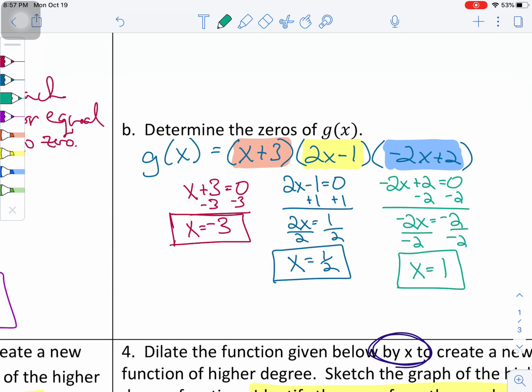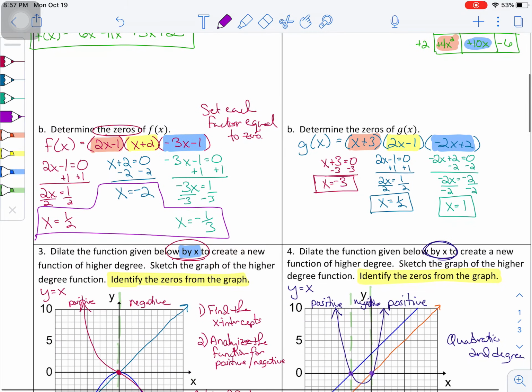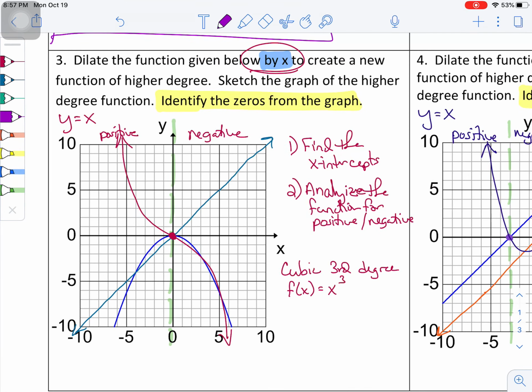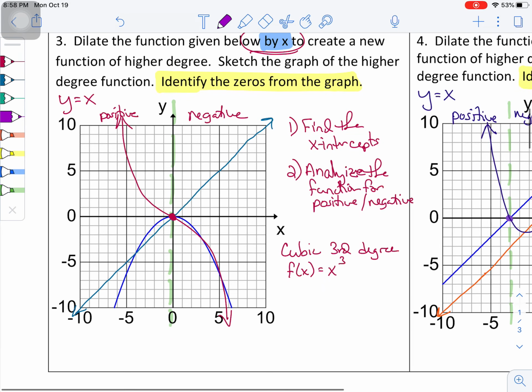All right. So again, we have 3 answers here. Each one of our factors gave us an answer. And so now we know our zeros. All right. So now what happens if we're looking at a graph? Well, your zeros in the graph are going to be your x-intercepts.